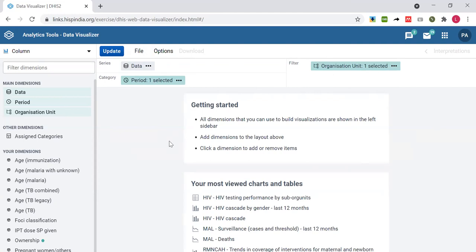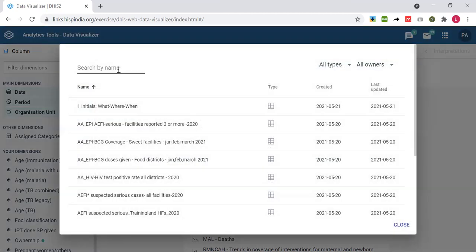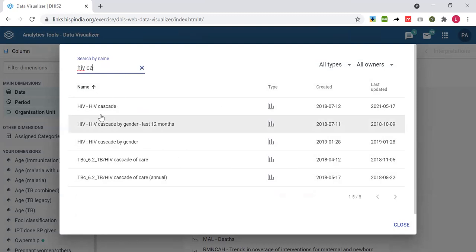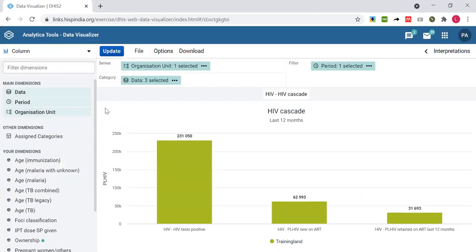Okay, so let's do something. I'm going to start by clicking on file and let's open one favorite item which has already been saved. I'm going to search for this item that we have saved previously called HIV Cascade. Right, I see this item here, and you can see the item type, which is of course a column chart, right? I click and open this chart.